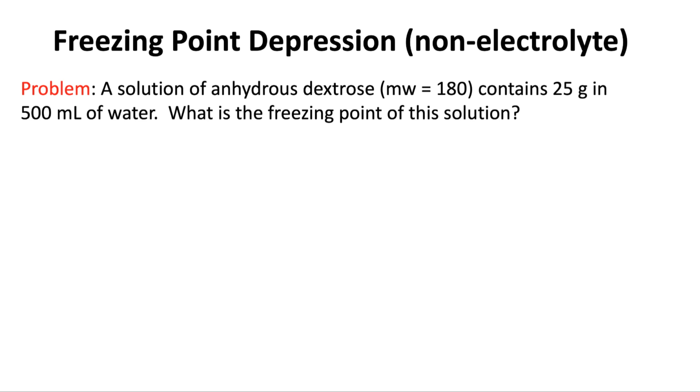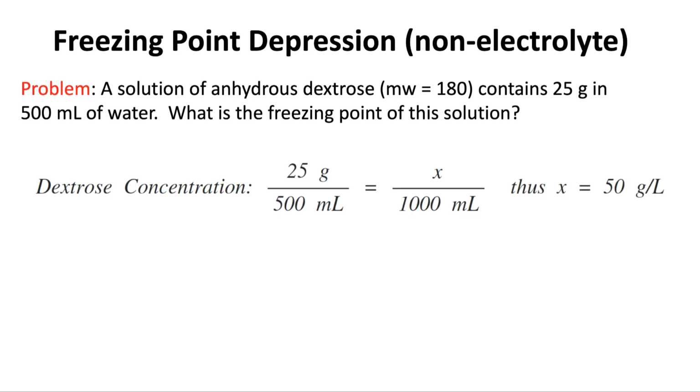So now we know a concentration. We want to know at what point it will freeze. If it freezes at negative 0.52 degrees, that would be isotonic. So let's see what it freezes at and see if this is an isotonic solution or not. All right, what's the first step? Let's calculate the concentration of the dextrose, because they gave it to us as 25 grams per 500 milliliters, but we need to express that concentration in grams per liter.